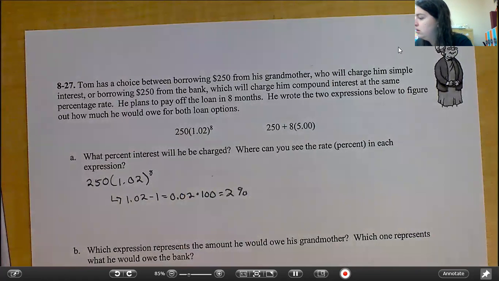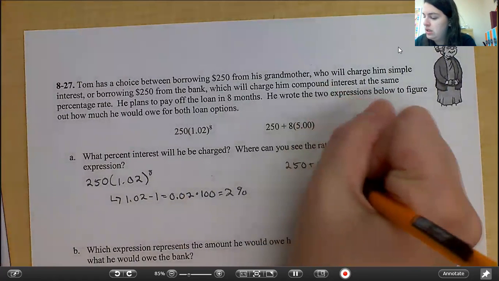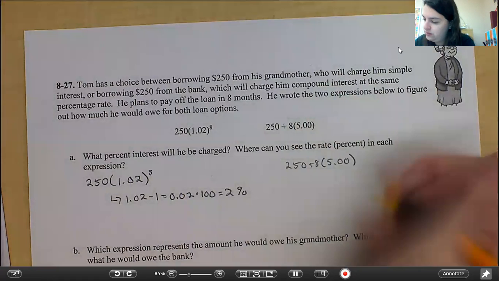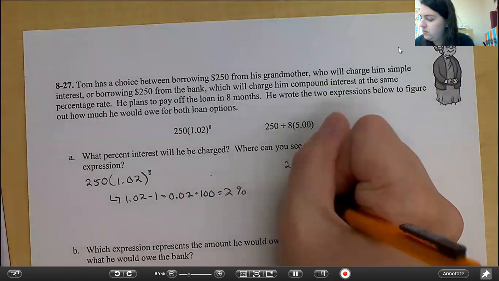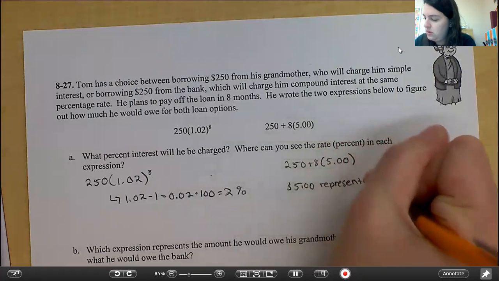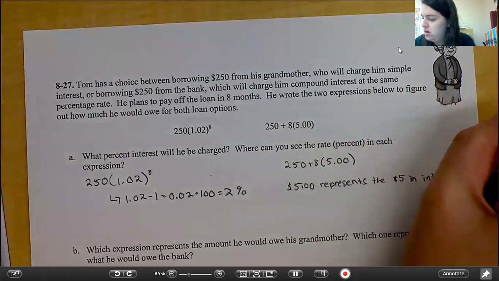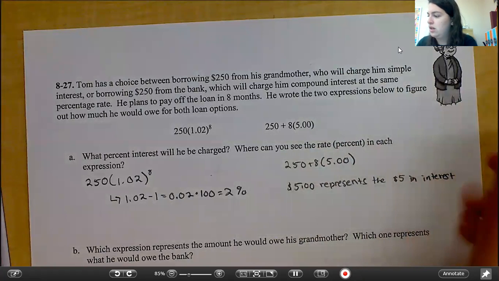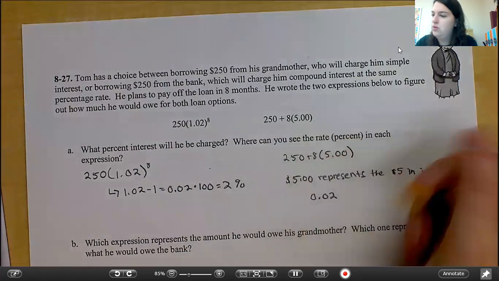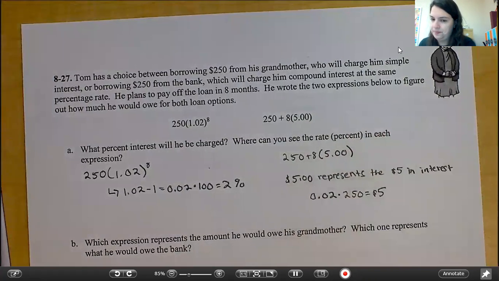In the second one, we have 250 plus 8 times your interest rate. So the $5 represents the interest in the second expression. Okay, so if we did 0.02 times 250, that would give us $5.